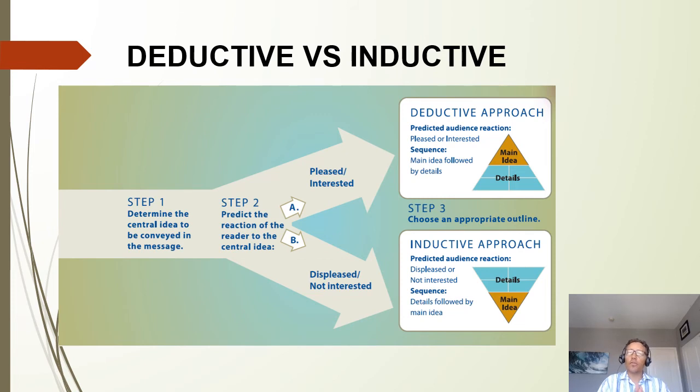Let's go into a few more details on some of the key points in Chapter 4. So we touched on this in the Chapter 3 lecture, deductive versus inductive. Deductive is when the audience is going to be pleased to receive the information, they're not upset to get your message, then you can start with the main point up front. You start with the main point up front, and then you provide some additional detail at the end.